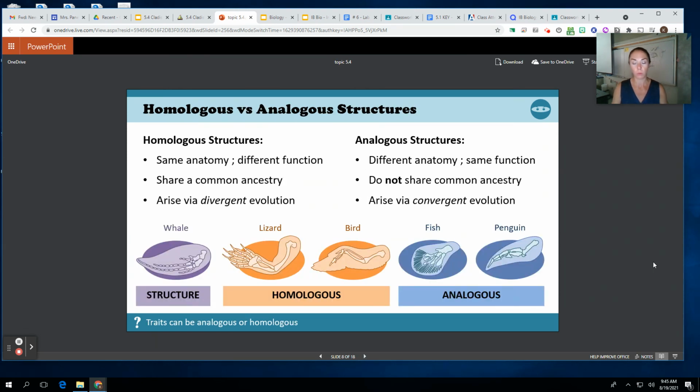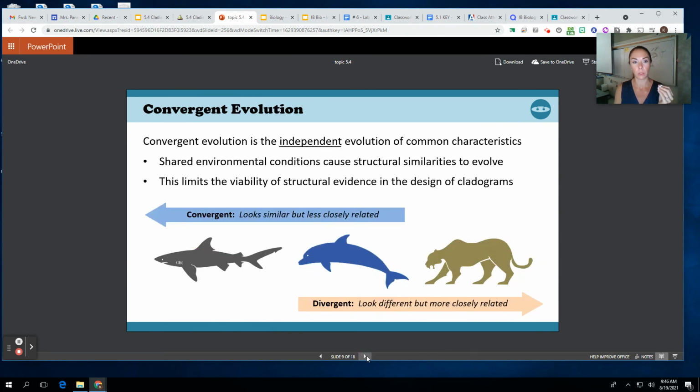Okay, so just to review, we already talked about analogous versus homologous. So maybe you scan through here and see if there's anything that you're missing from your notes. Homologous: same anatomy, different function. Analogous: different anatomy, same function. These are the two things I just talked about. Share a common ancestor, do not share a common ancestor. Arise via divergent, arise via convergent. So maybe make a quick chart that hits on those highlights, and then you can go back to your old notes and make sure you have those things there too.